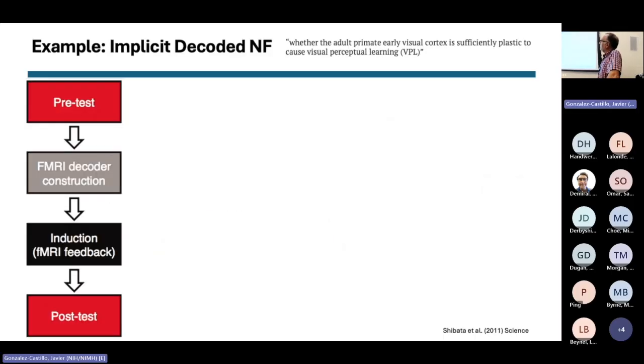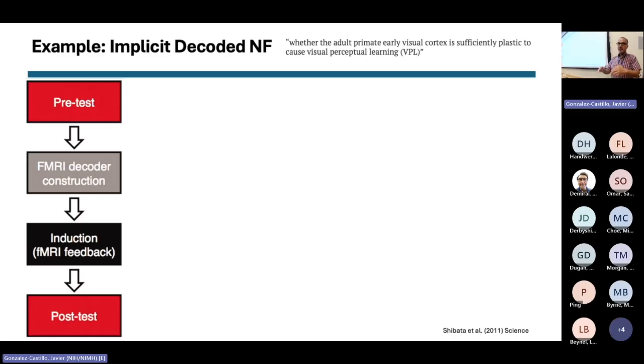So this is, I think, the original paper on this kind of implicit decoding neurofeedback. The goal was to test whether the adult primate early visual cortex is sufficiently plastic to cause visual perception learning in adults. So here is the idea. They have a pre-test session before entering the scanner and a post-test session. I'll tell you what you do. And then they have an fMRI decoder construction.